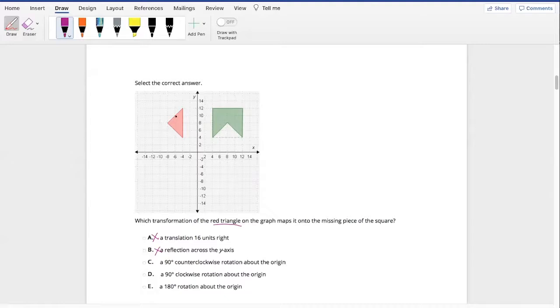And since I want to go into this quadrant, that's going to be 90 degrees. And I'm going to the right, so I want to go clockwise. So that looks like D is the only one. 180 degrees is going to put me over here, half the circle. So D is the only one that worked on that one.